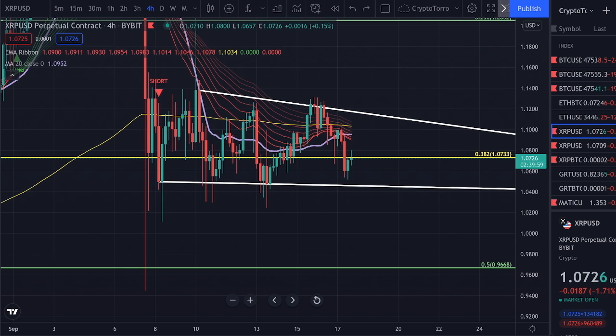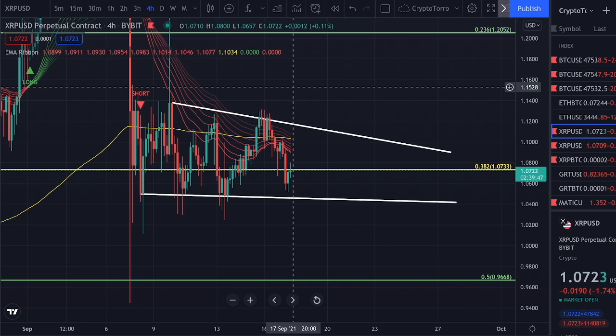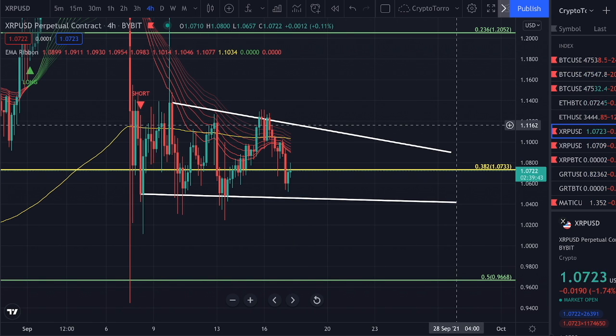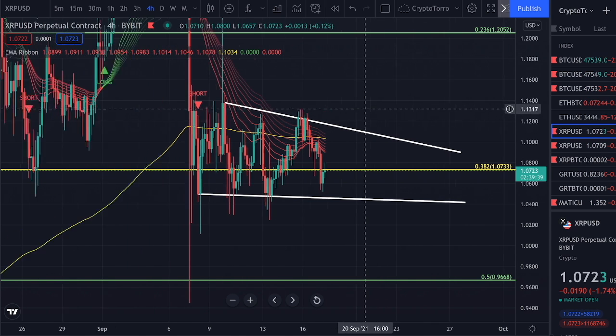Talking about the pattern that we're clearly seeing right now, what I think is of utmost importance is that we haven't seen the descending resistance being confirmed yet. Therefore, I think it is possible that we are going to experience some different type of patterns.